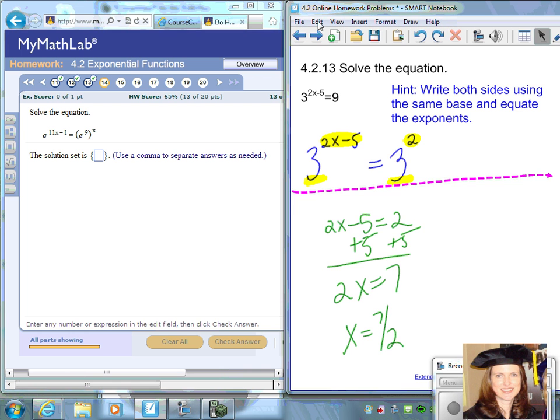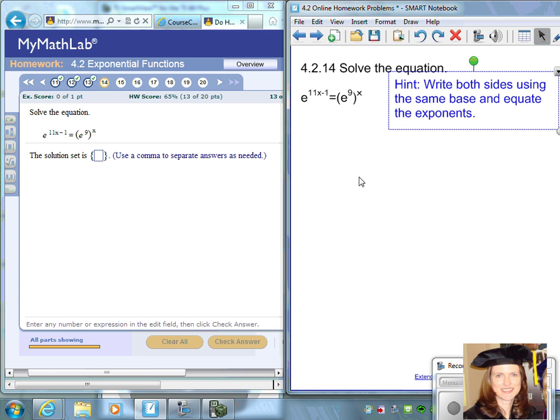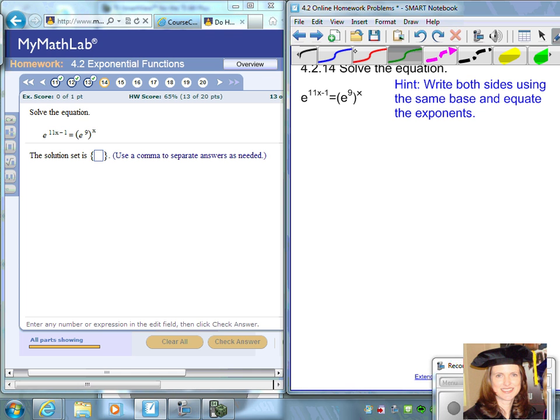Question number 14. Solve the equation. Write both sides using the same base. The left side of the equation is e to the 11x minus 1, and the right side of the equation is e to the 9 to the x power.